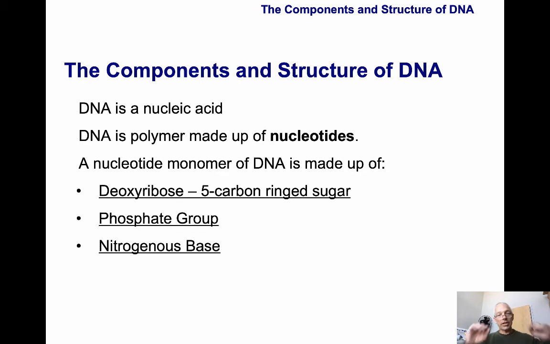And all the nucleotides that are used to build DNA polymers are made of the same 3 ingredients. There is a 5-carbon ringed sugar that is deoxyribose. That's where the D in DNA comes from. There's a phosphate group, and there is a nitrogenous base.